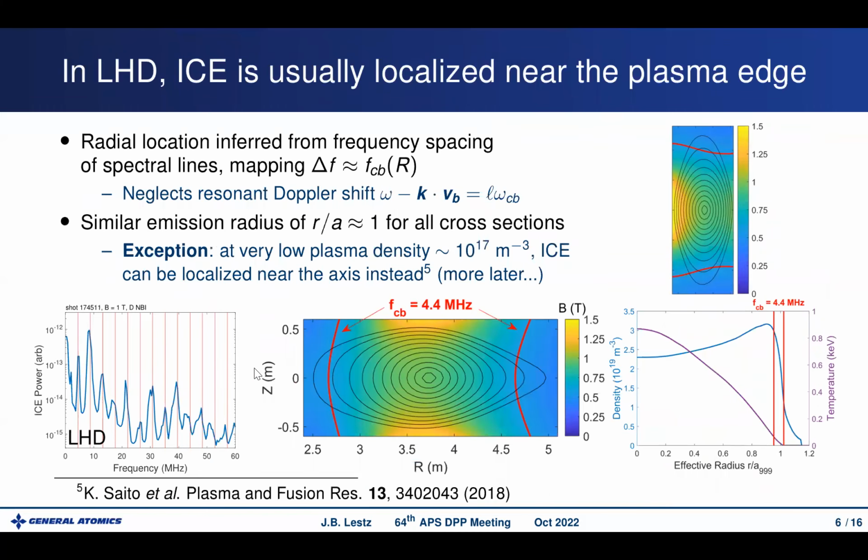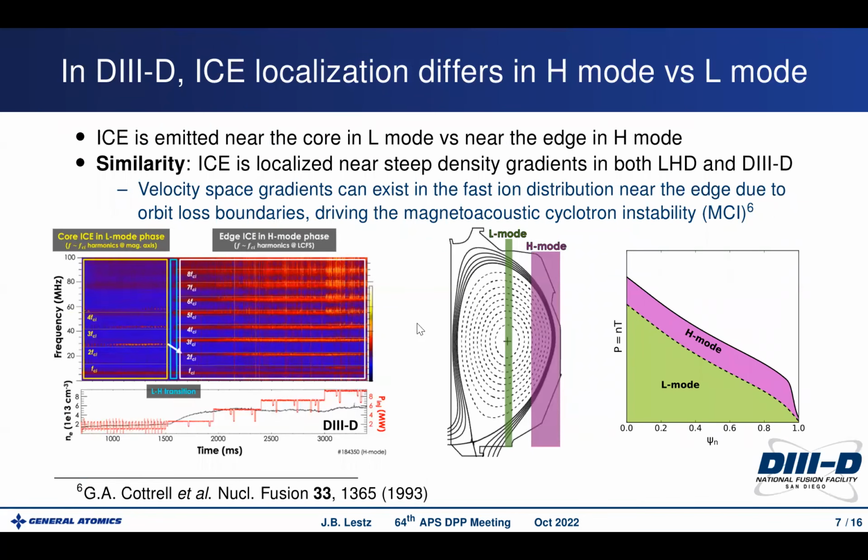We can also infer the radial emission location of ICE by looking at the peak separation and then mapping that to the cyclotron frequency in the poloidal cross-section. And in LHD, you see that ICE is emitted somewhere close to the edge. In DIII-D, the story is a bit different because it depends on whether you're in H mode or L mode. So when you're in H mode in DIII-D, it's similar to LHD in that the ICE appears to be emitted near the plasma edge. But in L modes, the frequency maps closer to the axis.